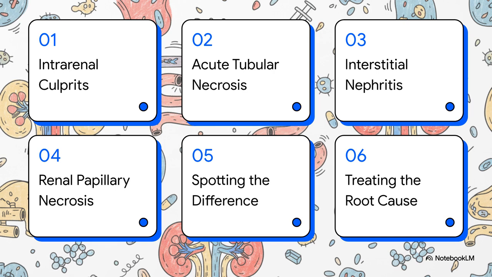Today, we're breaking down acute tubular necrosis, acute interstitial nephritis, and renal papillary necrosis. Here is our roadmap for the day. First, the intrarenal culprits. Second, acute tubular necrosis. Third, acute interstitial nephritis. Fourth, renal papillary necrosis. Fifth, spotting the difference. And finally, number 6, treating the root cause.